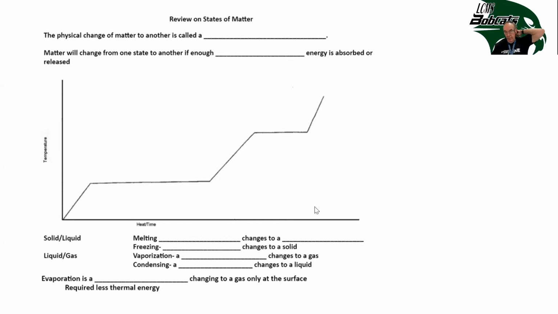Okay. In this unit on heat, of course, heat is what causes phase change. So this is a review from things that we learned in the first semester. The physical change of matter to another is called a phase change or a change of state. And matter will change state if thermal energy is either absorbed or released. So we can either be heating it and it's absorbing energy, or it can be releasing energy.